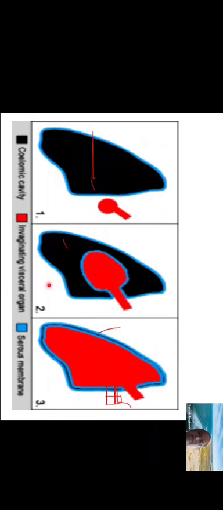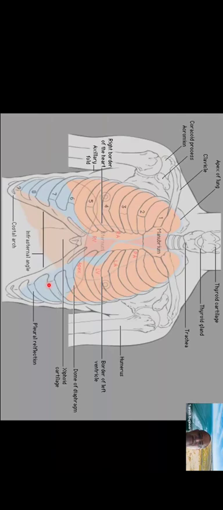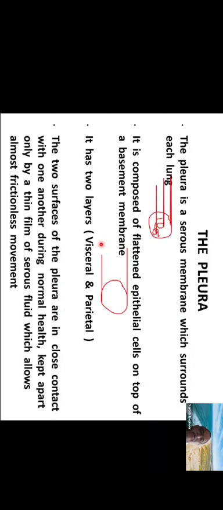So that is pleura and pericardium shown together, and this is again showing the parietal pericardium and the visceral pericardium as being in different places. Here also we saw. Now this is the pleura, this is where we had stopped. We had said it has two layers, visceral and parietal. The two surfaces of the pleura are in close contact with each other during normal health, kept apart only by a thin film of serous fluid, which allows frictionless movement.